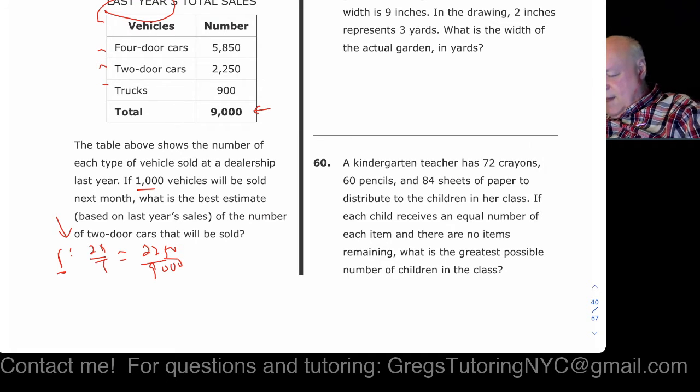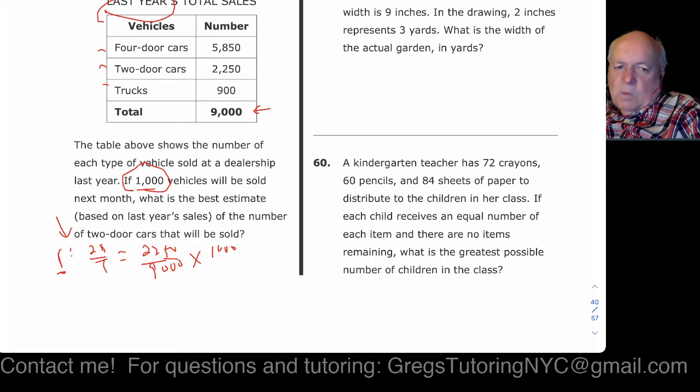Now, we could simplify that if we want, okay? Or I realize that if this is going to be my rate, all I really need to do is now multiply it by the actual number they're shooting for, the 1,000 here. So if I multiply that by 1,000, what's the same as 1,000 over 1? I'm basically going to get 2250 times 1,000 over 9,000. Well, that means these three zeros can cancel those three zeros. And really what I'm getting is 2250 over 9. Okay? And that's what we need to solve.